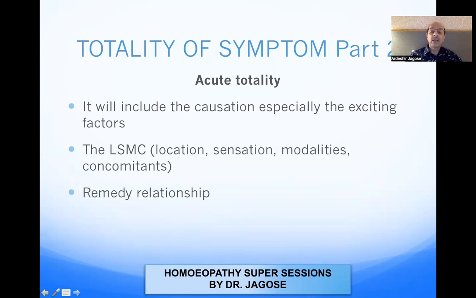So here in the acute totality, we have to try and find out the ailments from, or the cause, especially the exciting factor. And we have to write the symptoms down in a tabular form, that is the location, sensation, modalities, and concomitants. And sometimes the remedy relationship also will help you to identify the correct medicine, or after giving the acute medicine, what will be the most probable constitutional totality or the constitutional medicine of the patient. The remedy relationship will tell you.